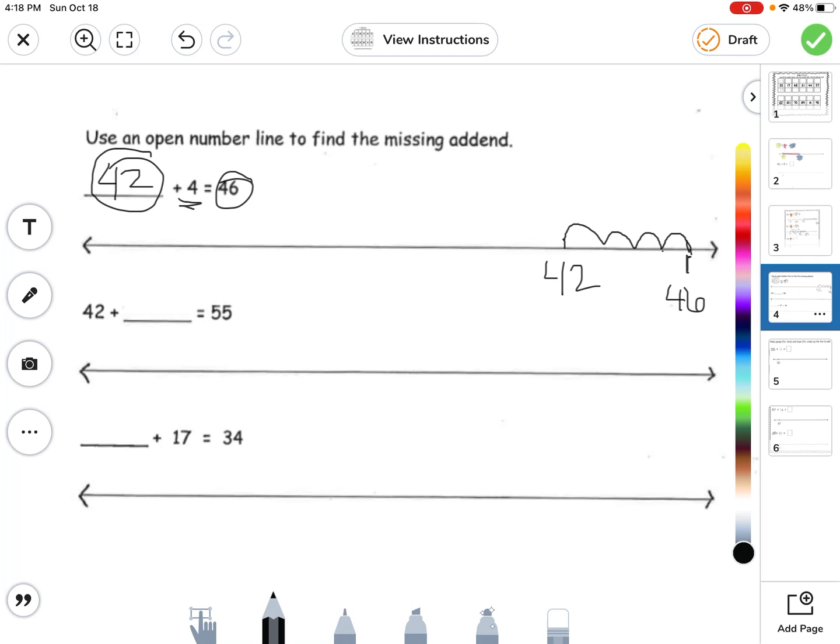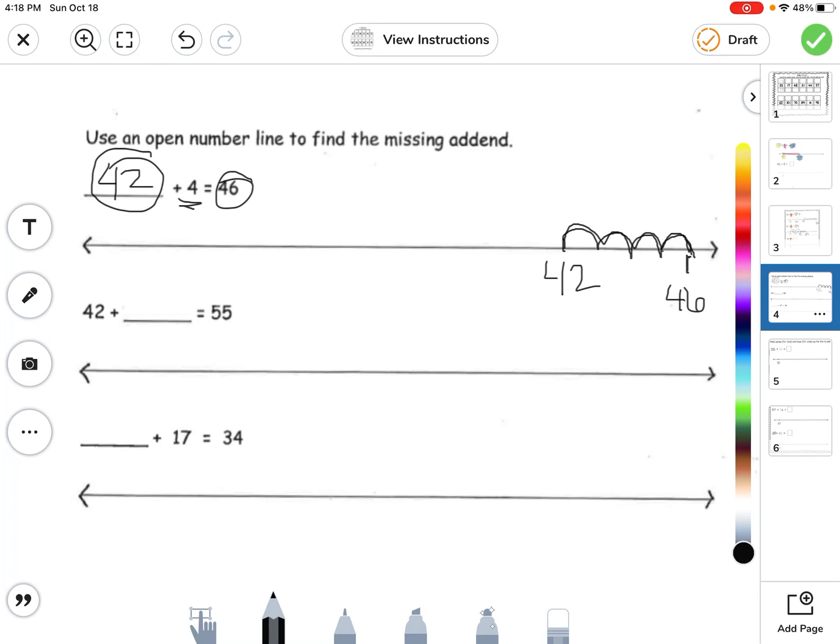But let's check this. So if we were to have 42 plus 4, we can check it. So 42, 43, 44, 45, 46. It does check out. So 42 plus 4 is going to equal 46.